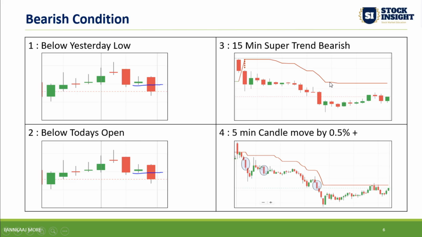Now the third condition is the 15-minute super trend should be bearish. It is there. Price is below the super trend, and then on the 5-minute time frame we will find the candles where the movement is more than 0.5%. So these are some potential entries. Like this is a candle, here we can make a short trade. This is a second short trade and this is a third short trade, and after that we have seen that the overall stock movement is on the downside only on this particular day. So in this way we can definitely scan the stock and then enter into the trade.